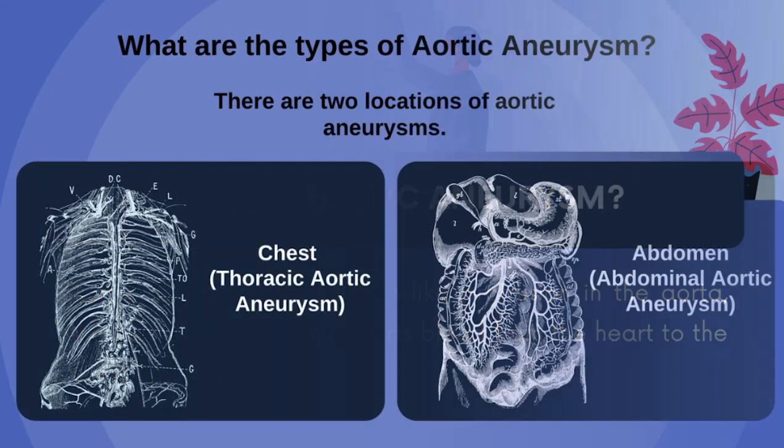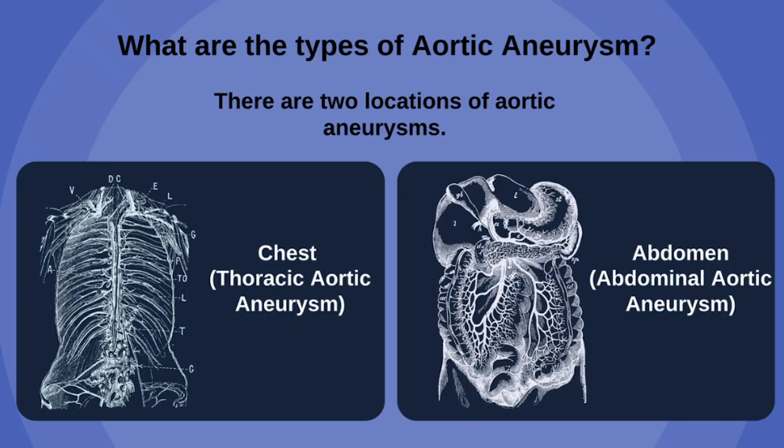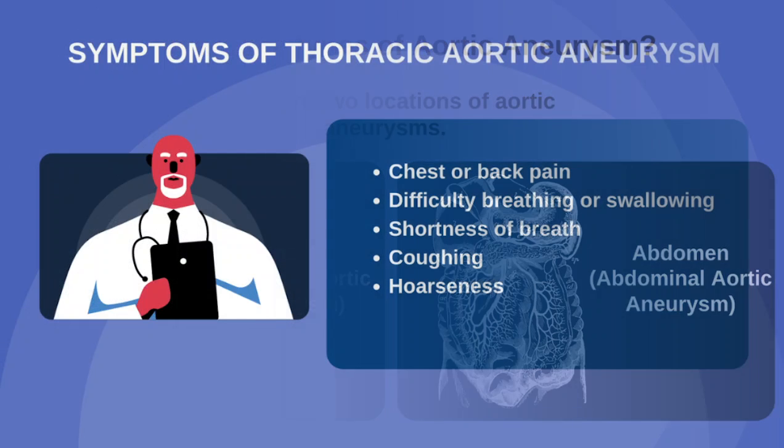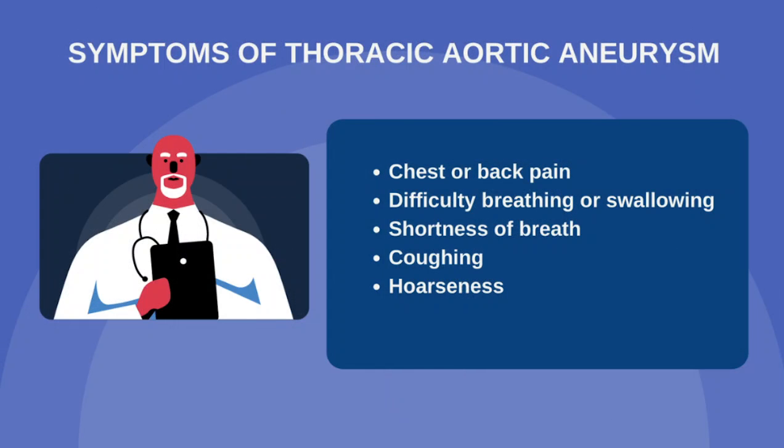Next slide, please. There are two different types of aortic aneurysm. The two locations of the aortic aneurysm are the chest, which is called thoracic aortic aneurysm, and the second one is in the abdomen, or the abdominal aortic aneurysm. We will focus more on the thoracic aortic aneurysm since it is the disease in our case study.